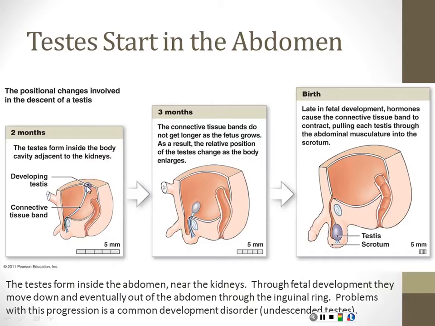Now, connecting this developing testis to the bottom of the scrotum is this band of connective tissue, okay, which in many ways is going to mark the journey or the path this testis is going to take before delivery, at least in most babies. Okay, so this is at 2 months.